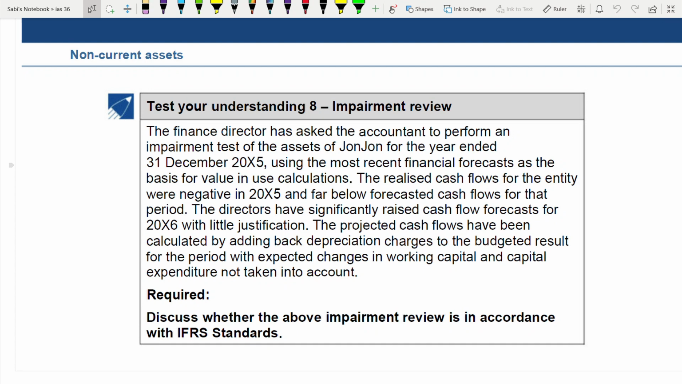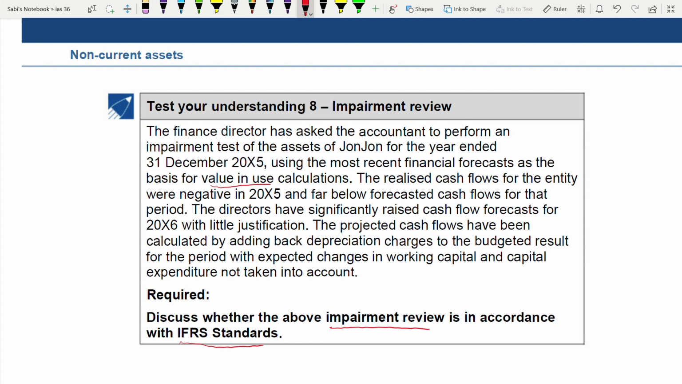Test your understanding 8, impairment review. Here you need to discuss whether the above impairment review is in accordance with IFRS standards or not. Okay, so let us read a little about this. Here the finance director is asking the accountant to perform an impairment test on the assets for 31st December 2005 using the most recent financial forecast as the basis for value in use.